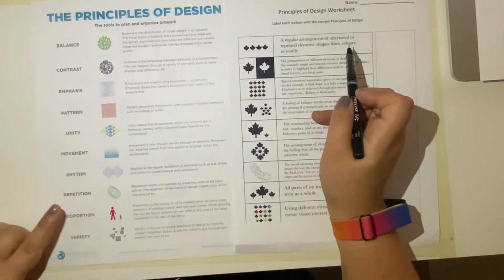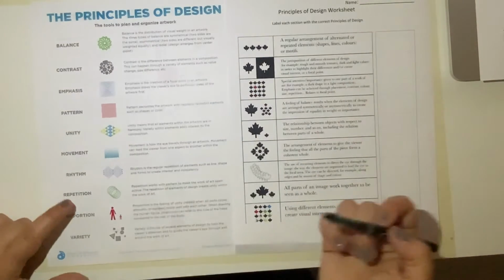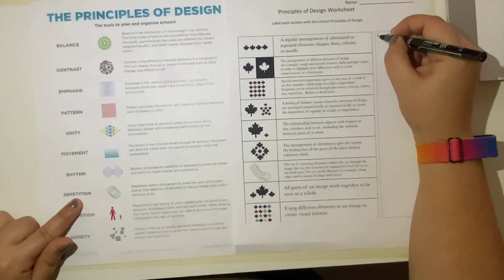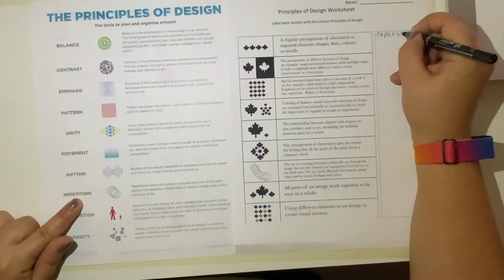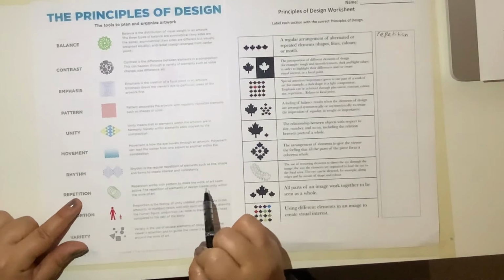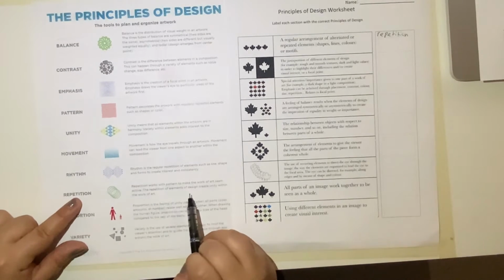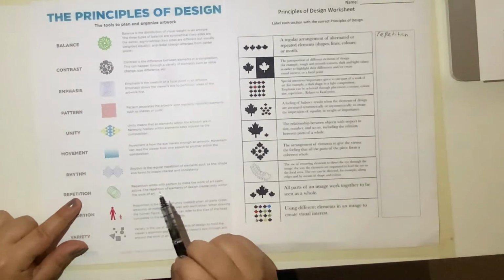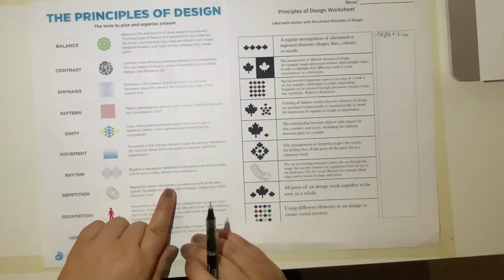So one of the obvious definitions, now this one's going to have multiple because this list is slightly different than this one. One of the obvious ones would be repetition. So I'm going to put that up at the top. So repetition works with pattern to make the work of art seem active. The repetition of an element of design creates unity within the work of art. So that one shows repetition, but it also talks about how it works with another one.